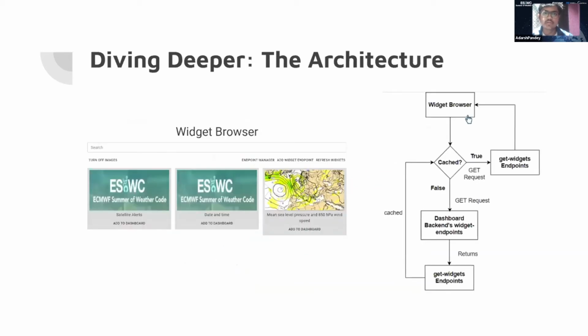Now, diving deeper into the architecture, when we click on the widget browser, what happens is we see if we have some cached data already from these endpoints. If not, we make a call to the dashboard's backend's widget endpoints. We get those endpoints from where we'll have the widgets. We cache it, and then we hit the individual endpoints, which give us the widgets that are rendered on the screen.